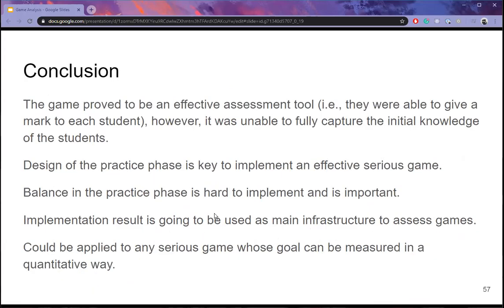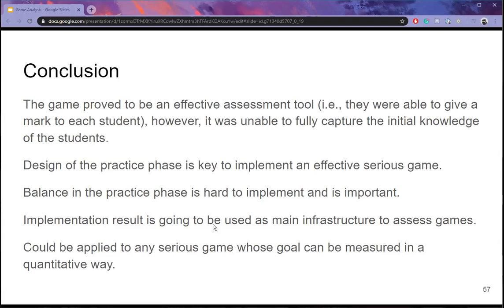So, conclusion: the game proved to be an effective assessment tool. However, it was unable to fully capture the initial knowledge of the students. They concluded that good design and balancing of the practice phase is the key to implementing an effective serious game. The implementation structure is going to be used as the main infrastructure to assess games. They were using the RAGE European project, and it could be applied to any serious game whose goal can be measured in a quantitative way.